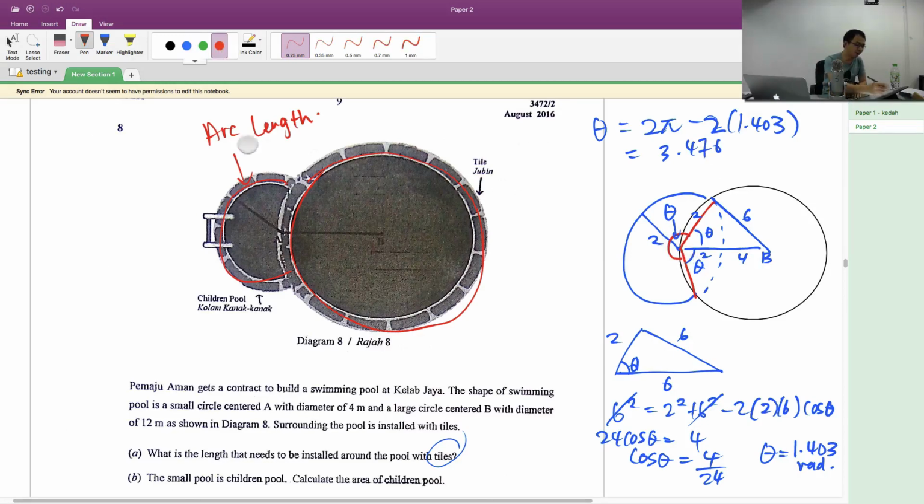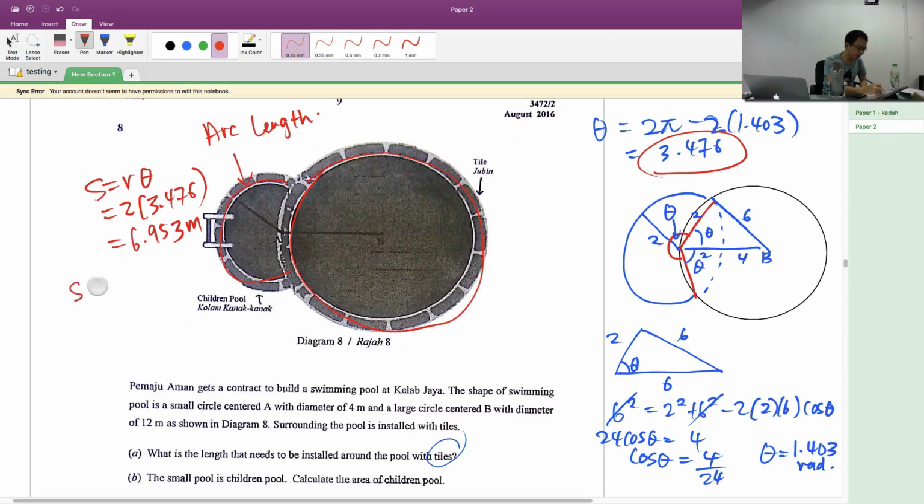And then the formula for arc length is just S equals to R theta. R is given as 2. Theta, we just got it, which is 3.476. So it's just multiply 2, then you can get the arc length, which is 6.953. The unit is actually meter, so this is meter.